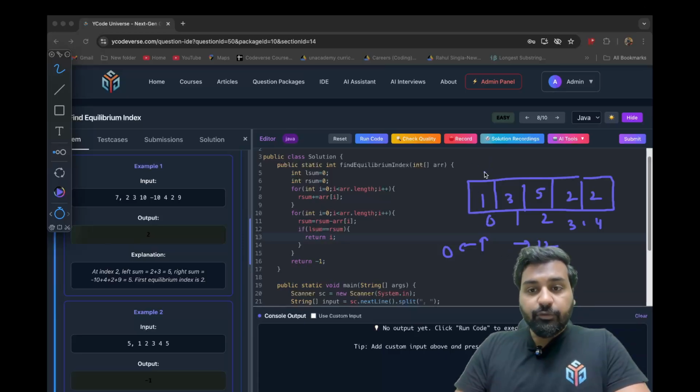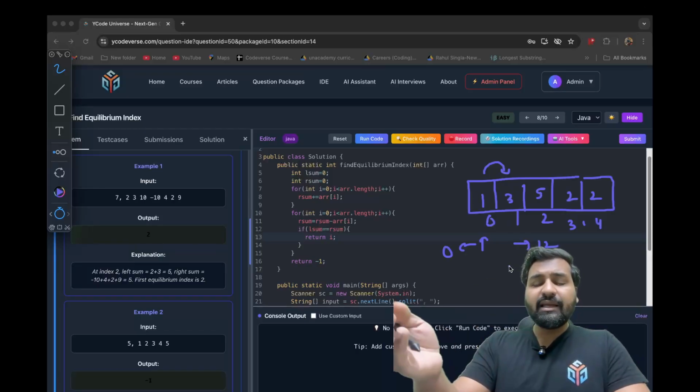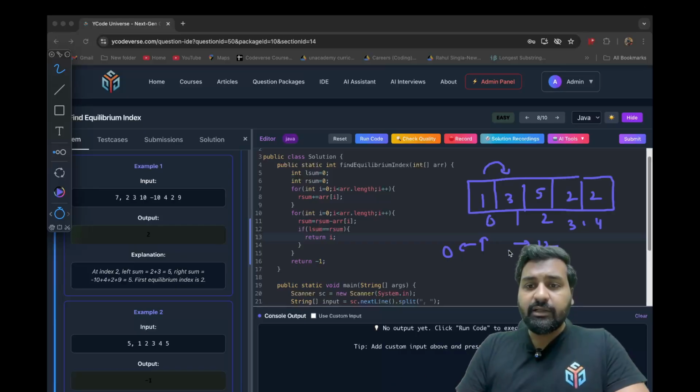Okay, so before moving to 3, I have already checked, can I add this 1 into my left sum, right? If I add 1 into my left sum, I don't have to go again and add n minus 1. Before moving to I minus 1, before moving to 3, which is the next index, I can add this 1 into my left sum. So what will happen? Left sum will become 1 and right sum will still be 12.